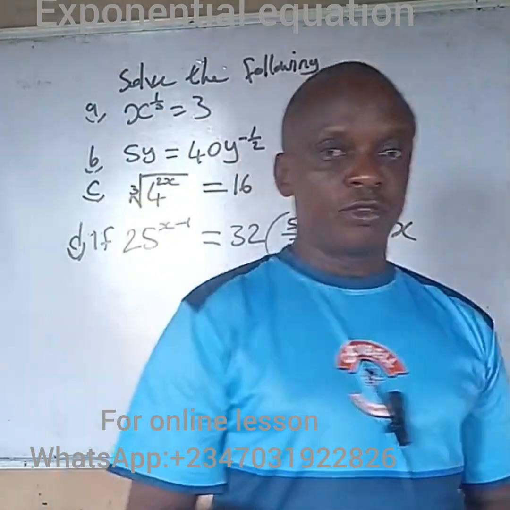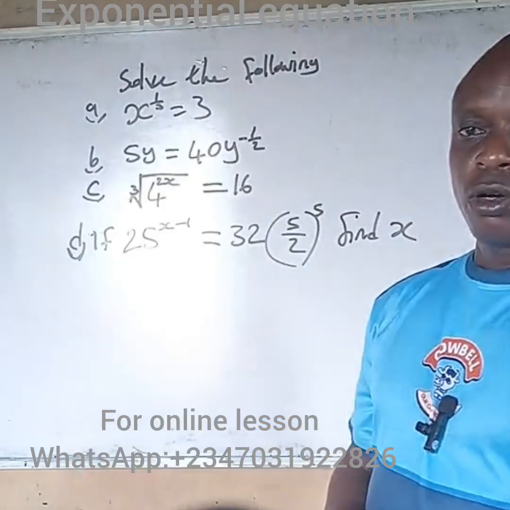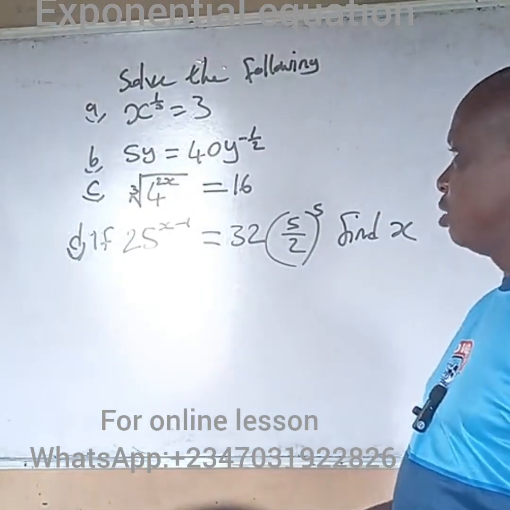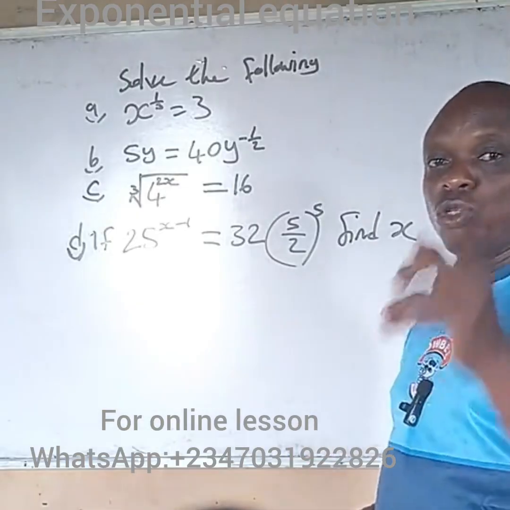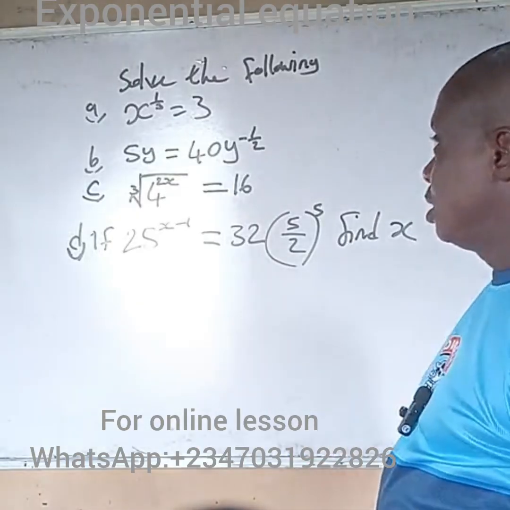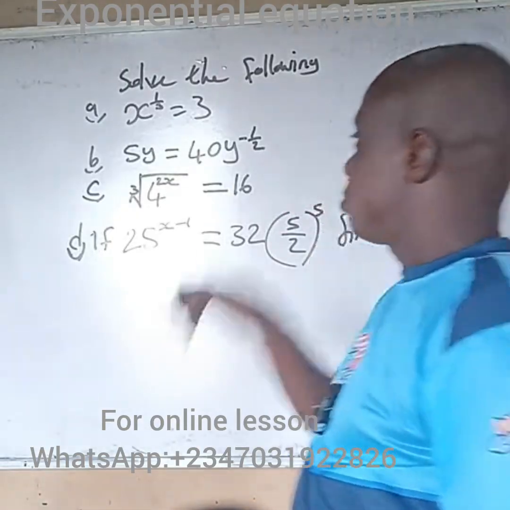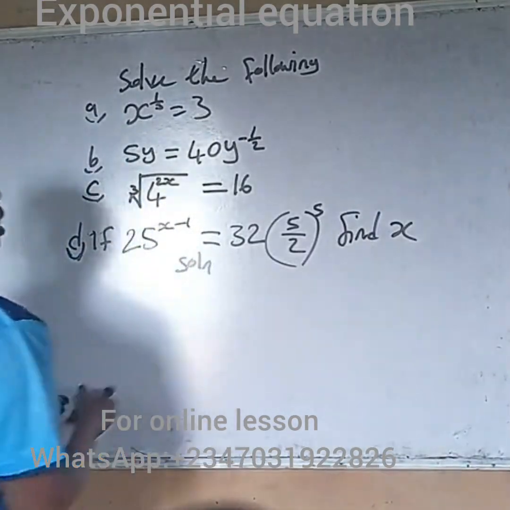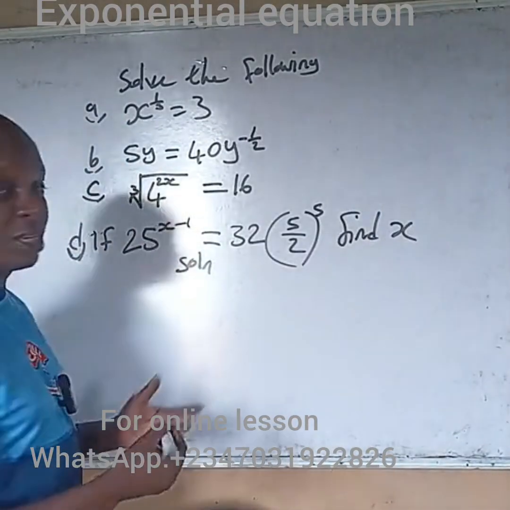So let us look at these few questions on exponential equations. Now I will do the A and the B, then you will do the C and the D. Now the A says that x raised to power 1 over 3 is equal to 3. Find x. We are looking for x.